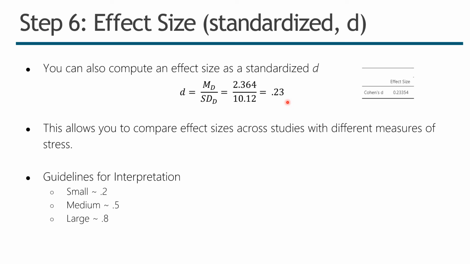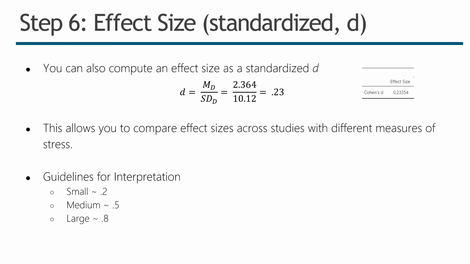Now, the advantage of using standardized effect sizes is that they allow you to compare effect sizes across studies with different measures of stress. Right? You could imagine that if one researcher had used this same stress scale that we used, you could compare raw scores across studies. But if somebody had used a different measure of stress, we'd need to put them into the same units, and we do that by doing D. Now, in terms of interpreting D, we look at the absolute value of D, and a D of 0.23, according to these guidelines, would be considered a small effect.